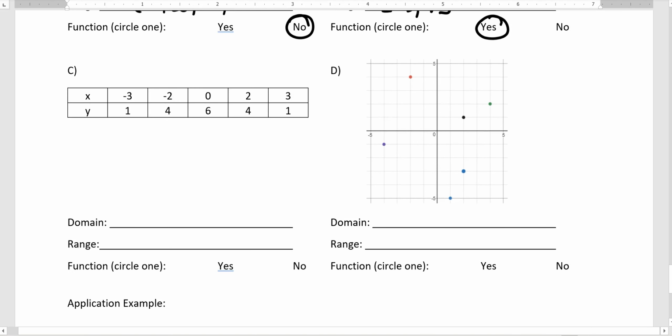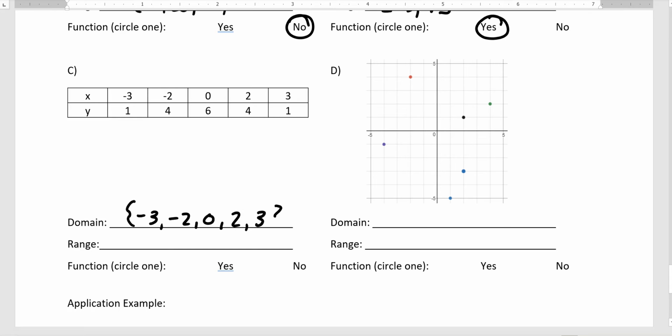All right. Let's check here. My domain would be, well, this is discrete, so I'd say -3, -2, 0, 2, and 3. Fantastic. My range would just be 1, 4, and 6. I don't need to repeat the 4 or 1 multiple times. Is this a function? Yes, indeed. Each input only creates one output.